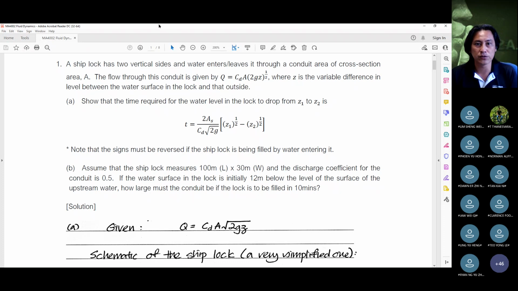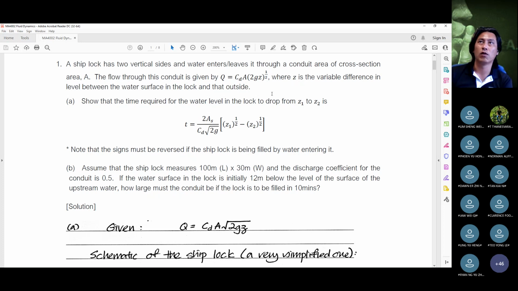Now the flow through this conduit is given by this formula: Q equals CD times A times the square root of 2gz. CD is not the drag coefficient, mind you. CD is the discharge coefficient. A is the cross-sectional area of the conduit. Z is the variable difference in level between the water surface in the lock and that outside.